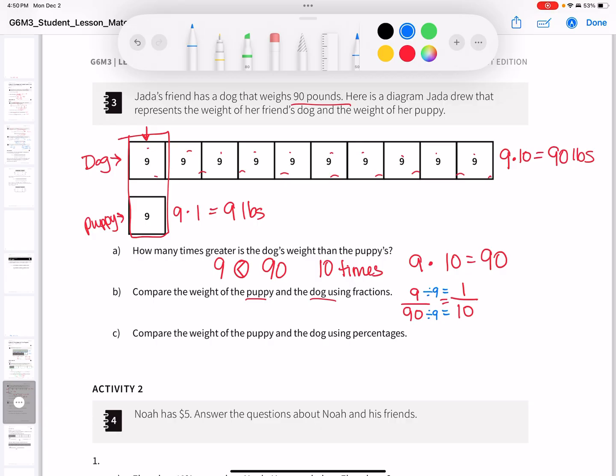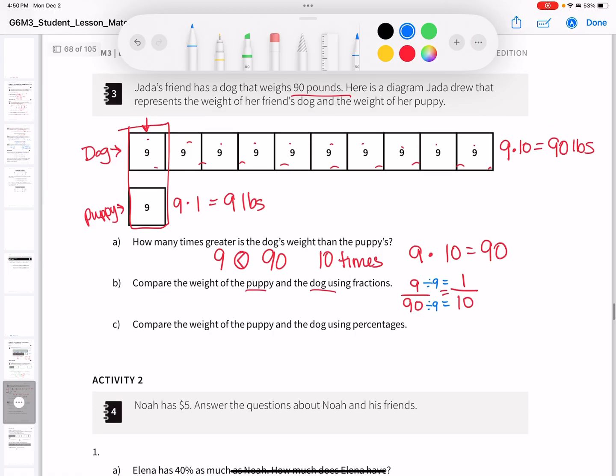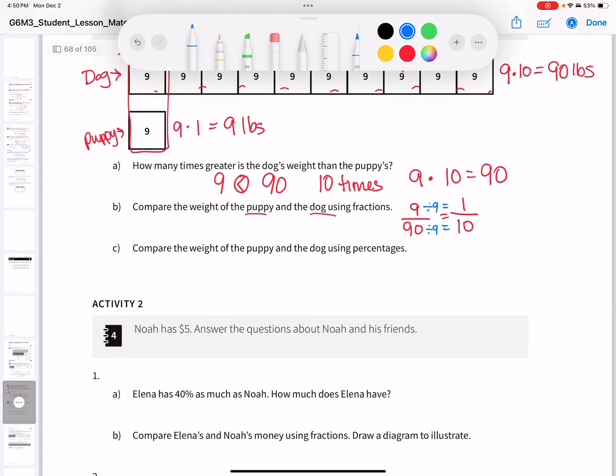Compare the weight of the puppy and the dog using percentages. Okay, so we know that the weight of the puppy is 1/10 of the dog. But we know percentages are per 100. So let's get this puppy's fraction into 100s.